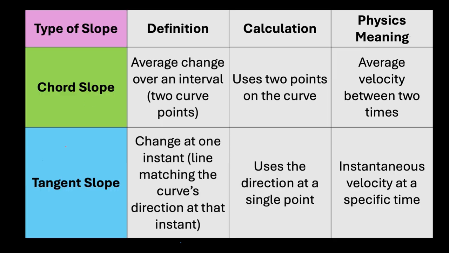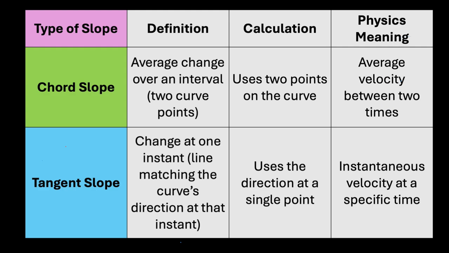So it means that on a graph, if you find the slope of a chord, use 2 points on the curve, what you get is the average change over an interval or the average velocity between these two times.